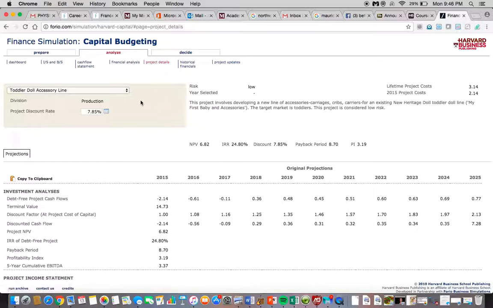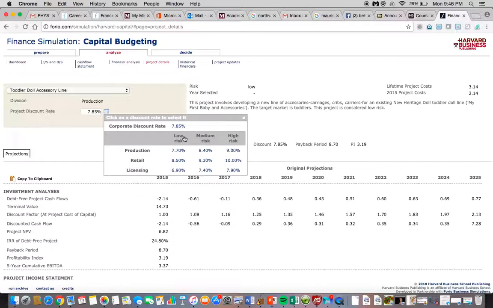At the top of the screen here, you can see this box highlighting the project discount rate. Ultimately, what this means is that a certain division of your company will pertain that discount rate to that projected project or division listed up here at the top. If you hit this square button here, it will show you the low, medium, and high risk ranges for production, retail, and licensing for your specific project.